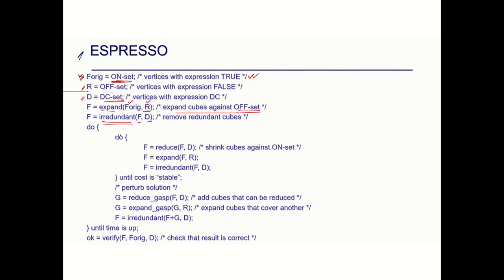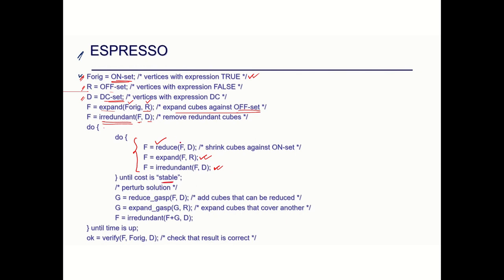Under this we'll start the reduce again. Reduce means the covering. With the onset we try to reduce, to minimize it, and then again we expand against the offset condition, and we find the irredundant expansion with the help of the don't cares. That is our target, because these don't cares are the incompletely specified locations which are invalid or do not occur. So we can consider the don't care for the irredundancy, and we'll do this operation until we get a stable solution.